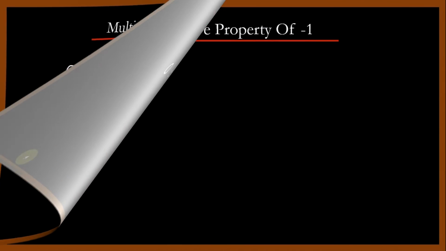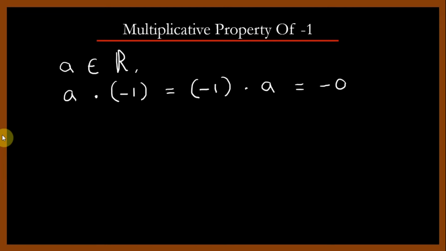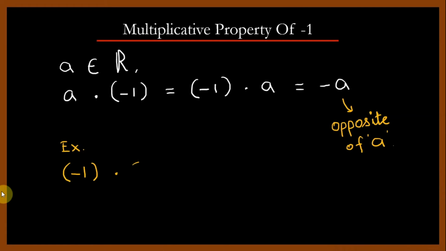Similarly, the multiplicative property of -1 states that when you multiply a real number a with -1, you get the opposite of that number, meaning a multiplied by -1 equals -1 multiplied by a equals -a. For example, 3 is a real number. So negative 1 multiplied by 3 equals 3 multiplied by negative 1 equals negative 3.